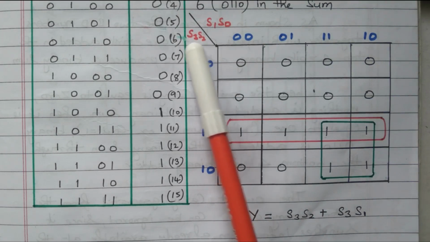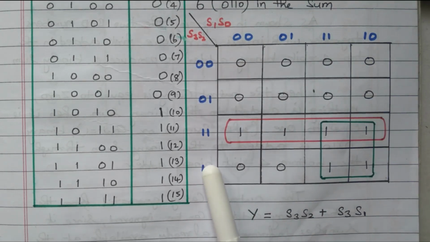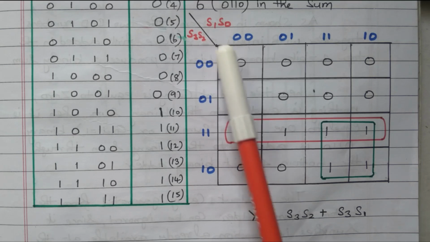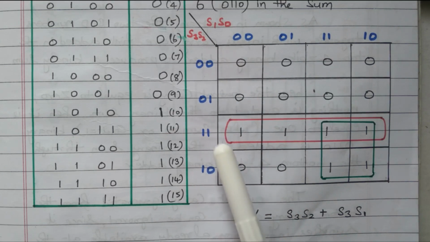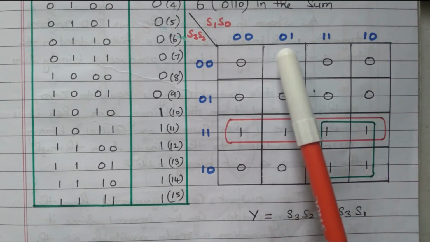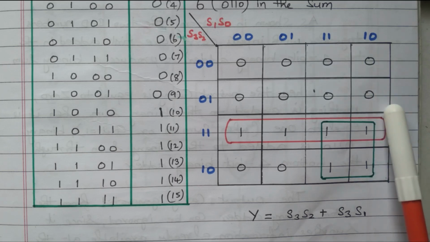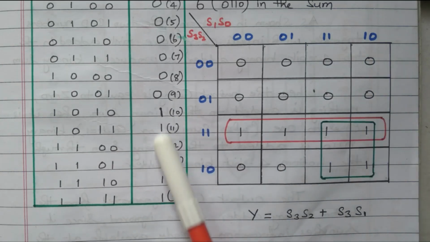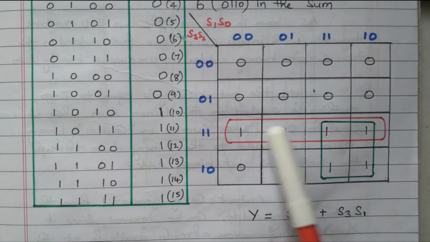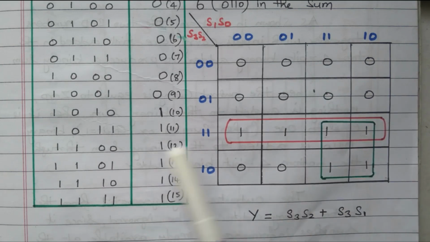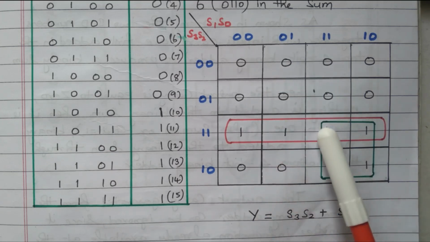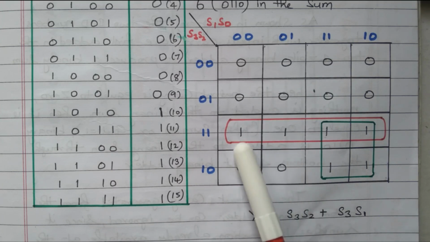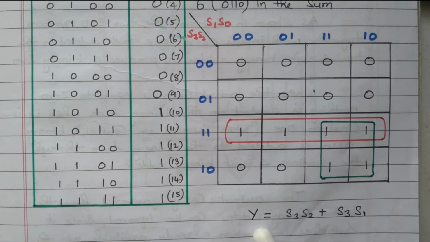S3, S2 are 2 digits, so 4 combinations are available. Similarly S1, S0 are 2 digits, so 4 combinations are available. 0, 0, 0, 1, 1, 1, 1, 0. Similarly here 0, 0, 0, 1, 1, 1, 1, 0. So there are 6 ones available, and these 6 ones are marked here, 1, 2, 3, 4, 5, 6, from the truth table into the K-map. The remaining terms are 0, right. By grouping the ones, we can find the simplified expression for the output y, right.